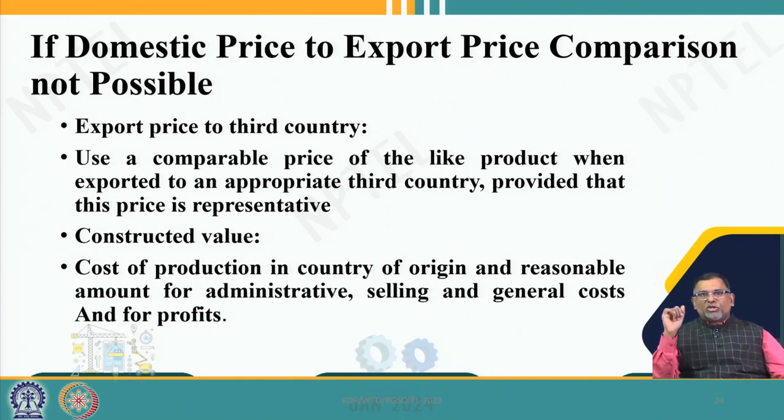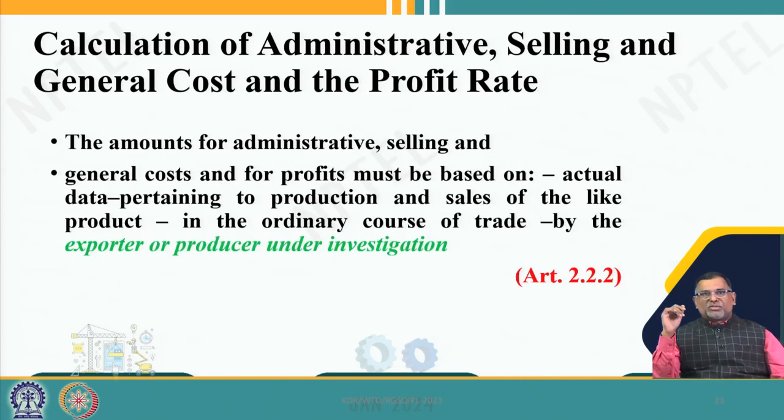So, if the domestic price is not available, or the comparison is not possible, then you take a third country price, or a third country comparable price of a like product, not even the same product, a like product, and you construct the normal value. So, this construction is happening: the value is calculated based upon the cost of production and a reasonable amount of administrative charges, selling, general cost and other profits. So, these prices can be added for the comparisons.